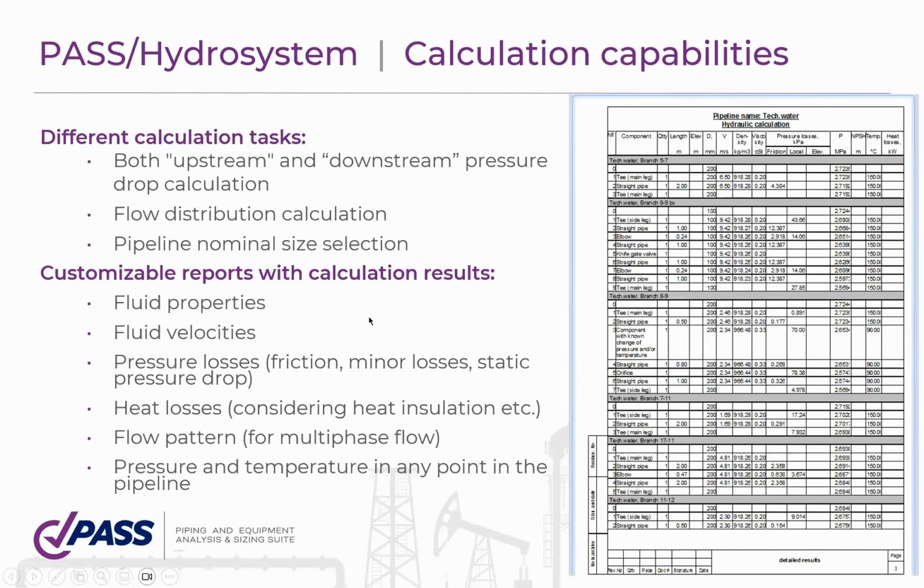In HYDROSYSTEM, you can solve different tasks of hydraulic calculation. You can perform upstream and downstream pressure drop analysis. You can calculate flow distribution in piping system. You can size nominal sizes of your piping system. And in HYDROSYSTEM, we have very customizable and very detailed calculation results reports, where you can see all your fluid properties, velocities, pressure drops, on friction, on minor losses, etc., on heat losses, flow patterns, and many other parameters of our piping system.